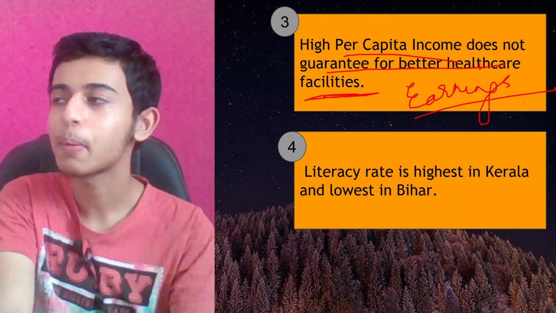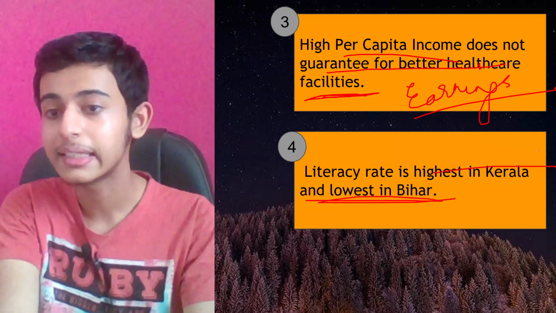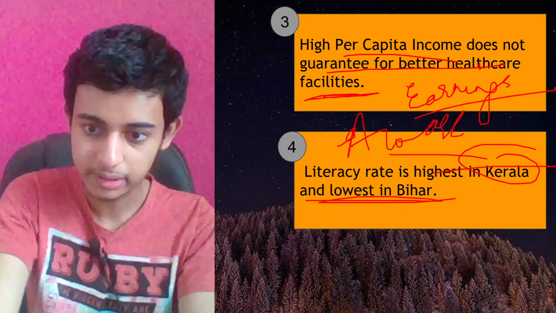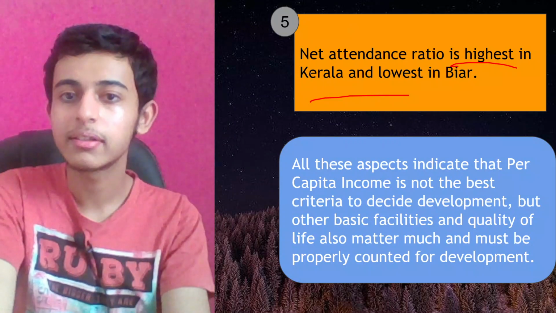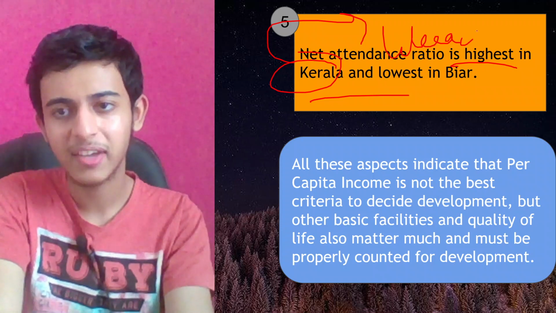How can we ensure better facilities? Literacy rate is highest in Kerala and lowest in Bihar. It means in Kerala, people are aware of the importance of literacy. Okay. Net attendance ratio is highest in Kerala, lowest in Bihar. Again, net attendance ratio is connected to literacy somewhere. Okay.